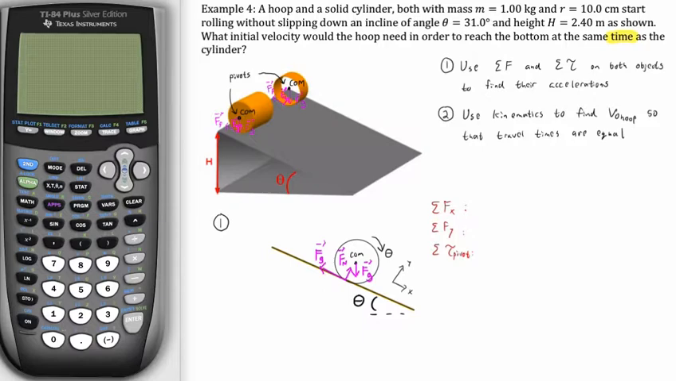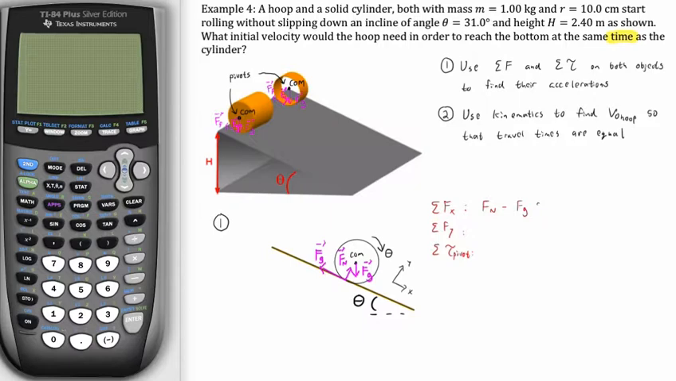Okay. So then our sum of forces in x, we're going to have Fn minus a component of the gravitational force. So that's going to be Fg, but it's going to be cosine theta.